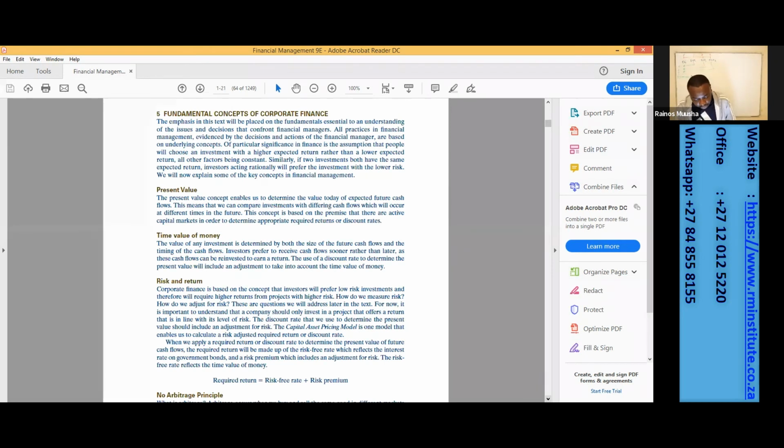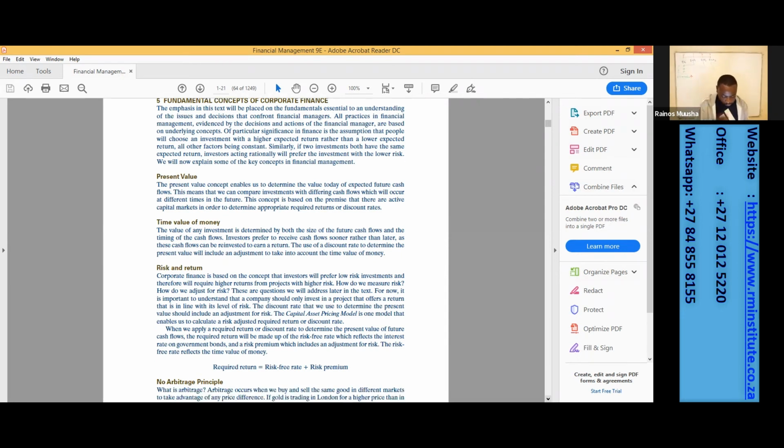Next, Section 5 looks at the fundamental concepts of corporate finance. The first concept that you need to bear in mind is the present value, where they say the value of an investment today is the present value of expected future cash flow. So whenever you're trying to value an investment today, the value is the present value of expected future cash flows.